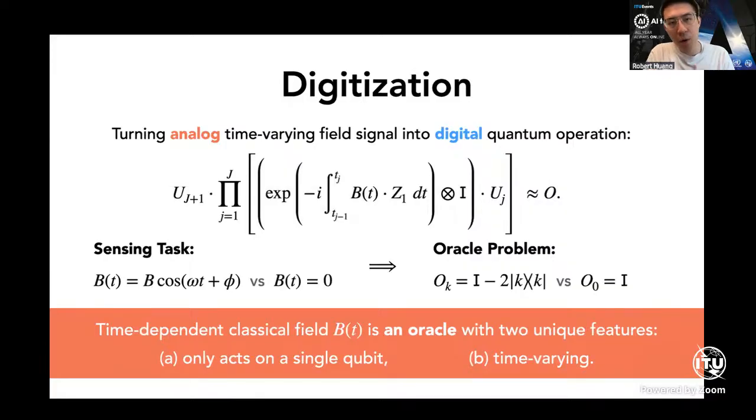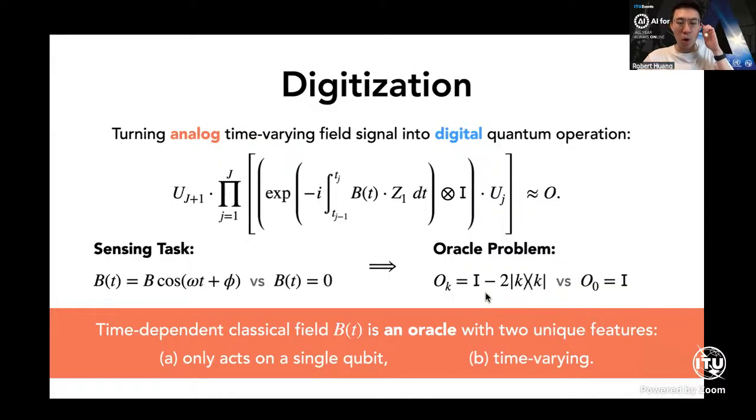So a very important aspect of getting this new quantum advantage is through digitization. Essentially, what we wanted to do is turn this analog time-varying field signal into a digital quantum operation. More precisely, we wanted to turn it into a well-known oracle problem. For those of you who are familiar with Grover search, this oracle shown here should be pretty familiar. So we wanted to essentially turn the sensing task into an oracle problem, into Grover search. So what is this oracle O_K shown here?